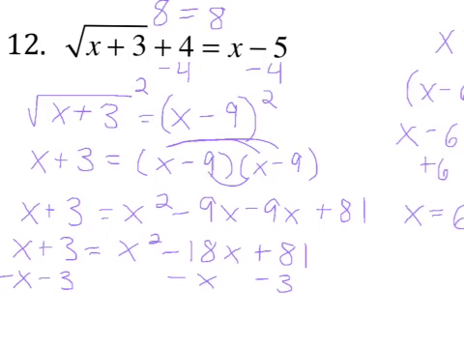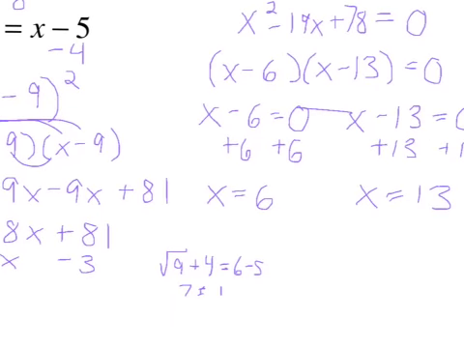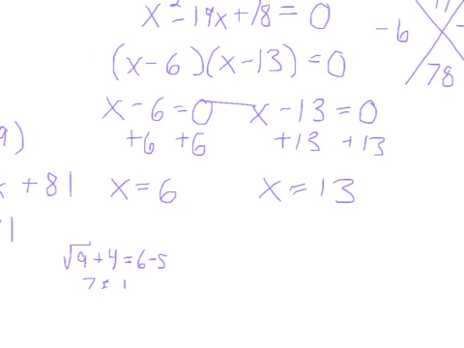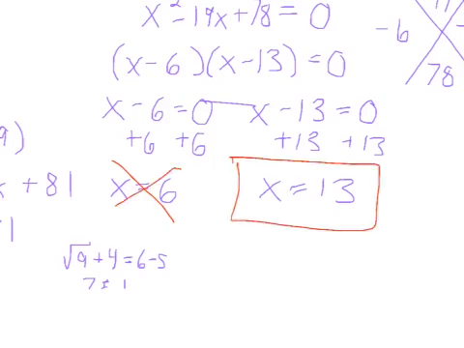So it looks like 6 is an extraneous solution. Because when I plugged in 6, I got the square root of 9 plus 4 equals 6 minus 5. So 7 does not equal 1. So what we need to do is go back to x equals 6 and cross it out. It's a bad answer. And x equals 13 is the answer that we want.